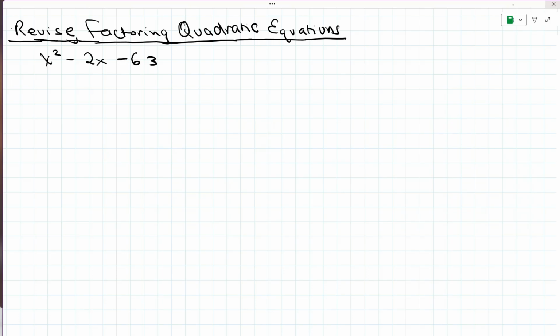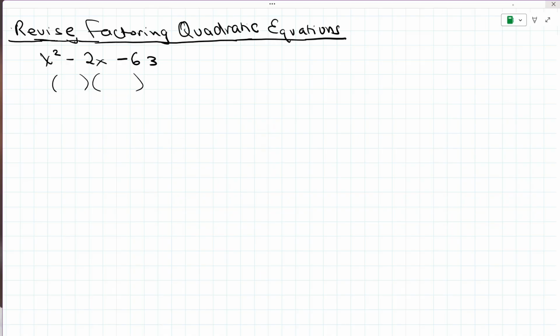What that means is we have to break it up into two factors, which when multiplied together will give us back our x squared minus 2x minus 63. We've done this in some of our previous lessons, so this exercise is for revision.